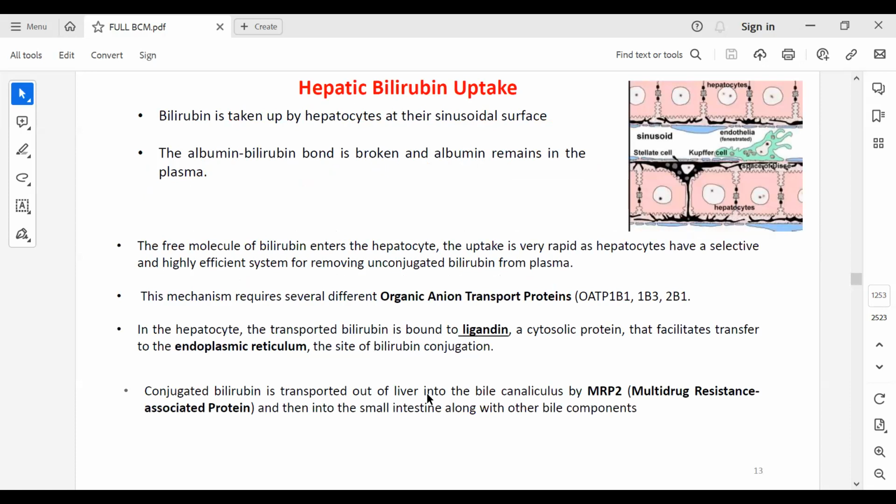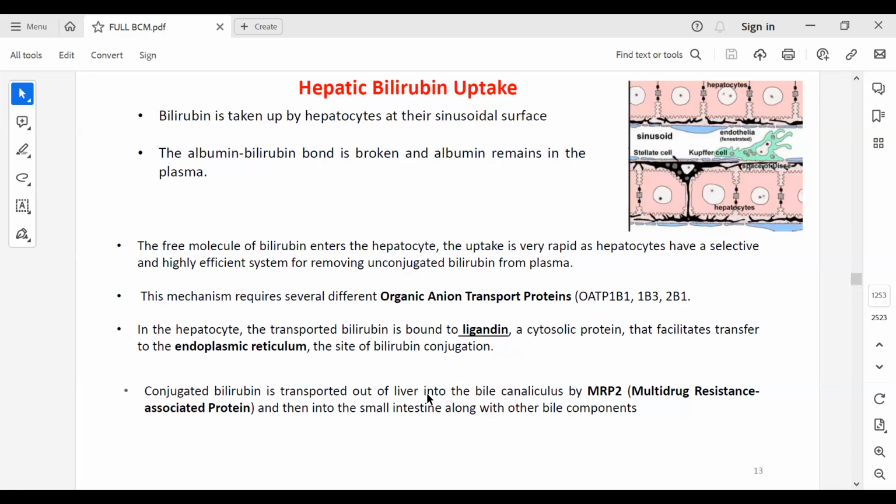So bilirubin is taken up by the hepatocytes in the sinusoidal surfaces, and the albumin bilirubin bond is broken and albumin remains in the plasma while bilirubin can be taken up. It does require several different types of anion transport, and remember, it is against the concentration gradient. So again, it requires energy to do so.